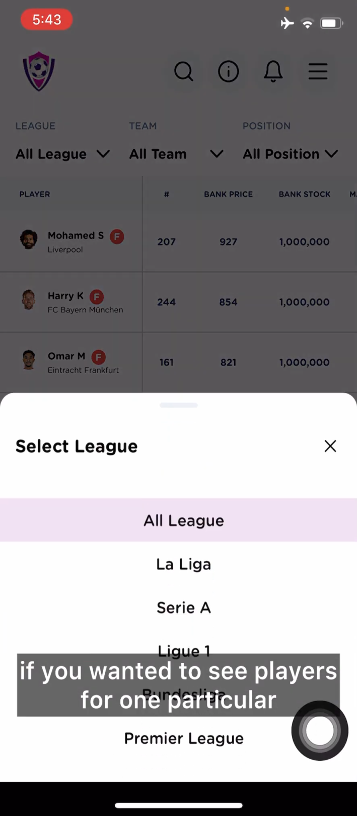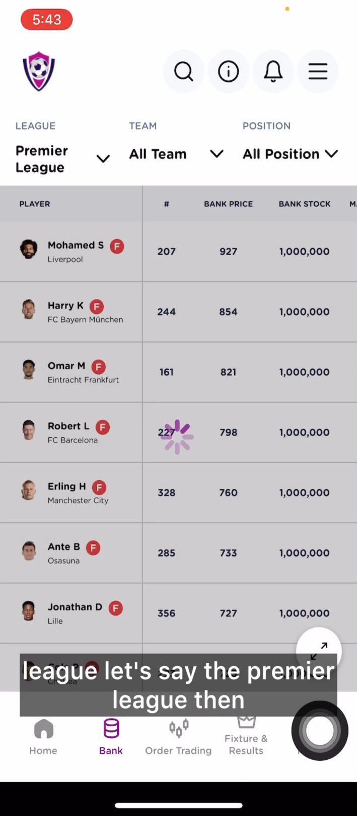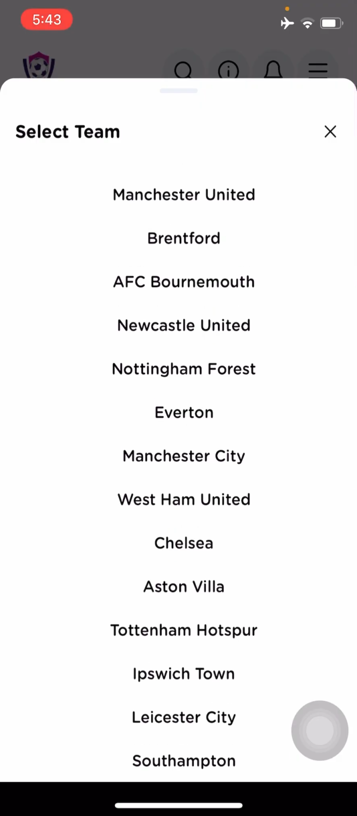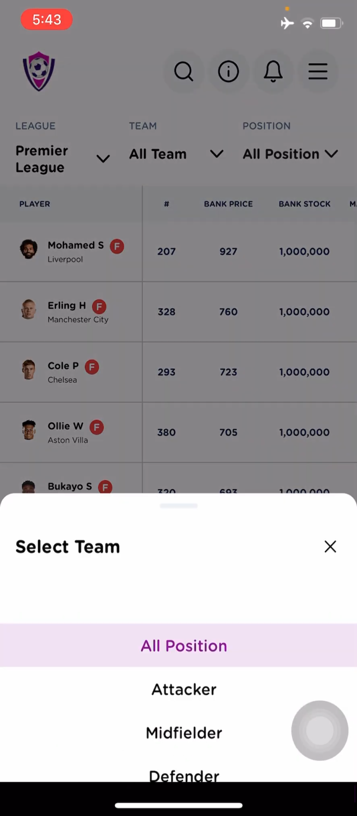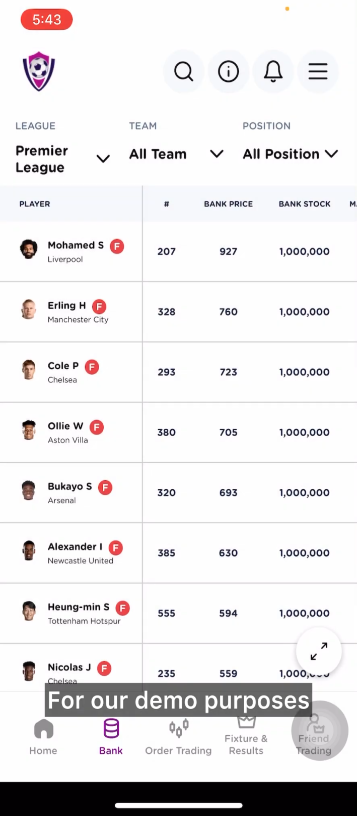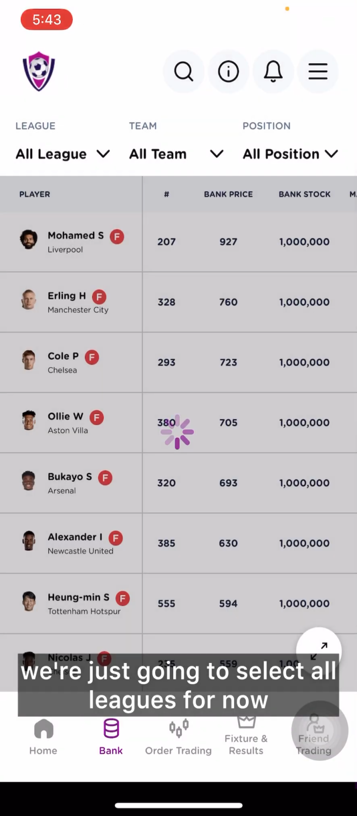So if you wanted to see players for one particular league, let's say the Premier League, then you can just click out there and see those players. And the same thing for teams as well as the position. So if you wanted to segment it by those, then you can. For our demo purposes, we're just going to select all leagues for now.